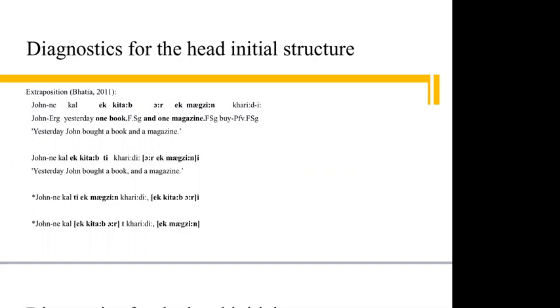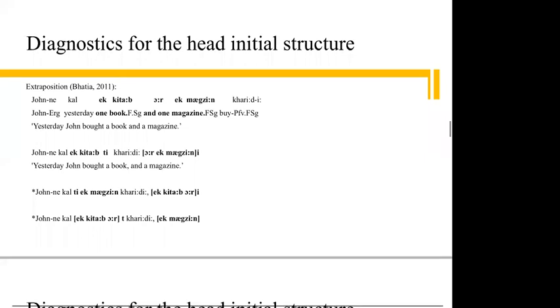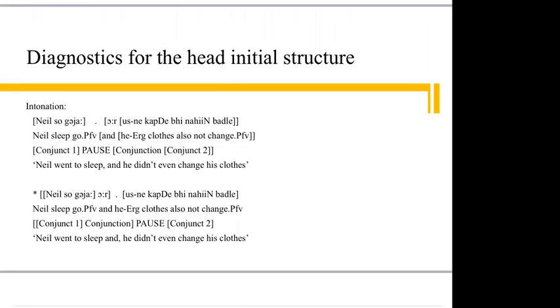And if it were the other way around, then it would be John ne kal ek magazine khareedi ek kitab aur, which is not actually correct. And you can't do John ne kal ek kitab aur khareedi ek magazine. These are not acceptable. So what this shows is that ek kitab, the first conjunct, is in the specifier position, so it is structurally higher up. Okay. So there's this other one with intonation. So that's meal so gaya aur usne kapde bhi nahi badle, as opposed to meal so gaya aur usne kapde bhi nahi badle.